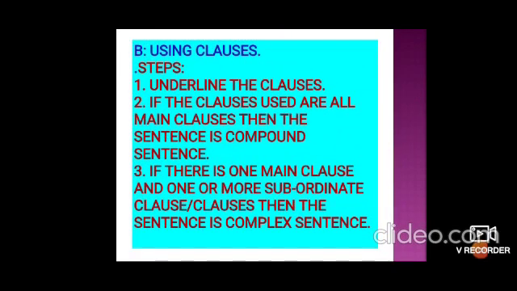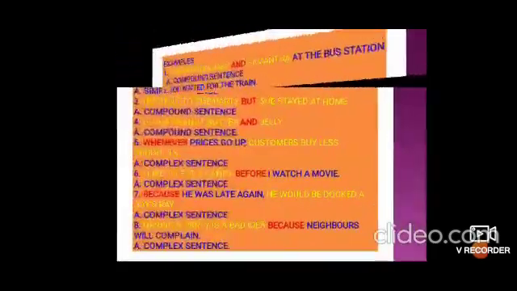Now, using clauses also we can do it, but as I told you, the most preferable way is to use conjunctions. Now using clauses, you have to just underline the clauses. If the clauses used are all main clauses, then the sentence is compound. If there is one main clause and one or more subordinate clauses, then the sentence is complex.